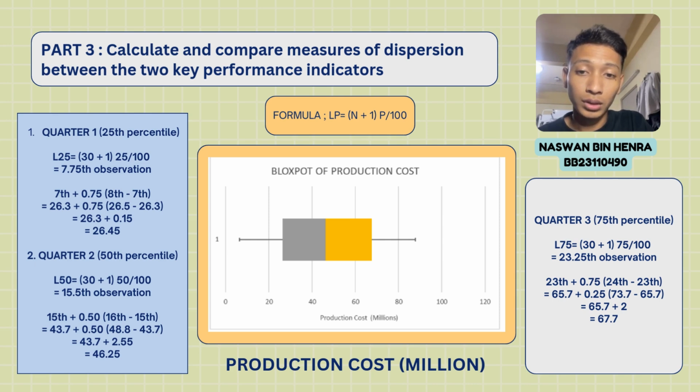For the second quarter, quartile 2, calculate the same as before, just enter the data into the formula and the answer is 46.25. Lastly, quartile 3, the answer is 67.7. So to make a box plot, we need 5 data points: minimum, quartile 1, quartile 2, quartile 3 and maximum.